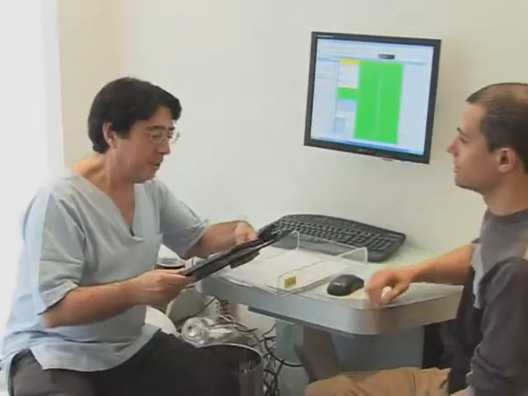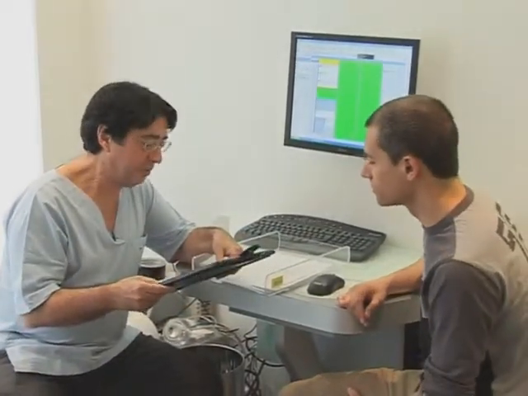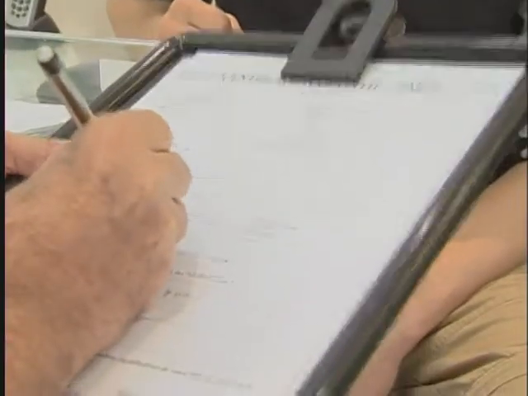The dentist analyzes the patient's medical questionnaire, ensuring that the information is complete by asking further questions if necessary.